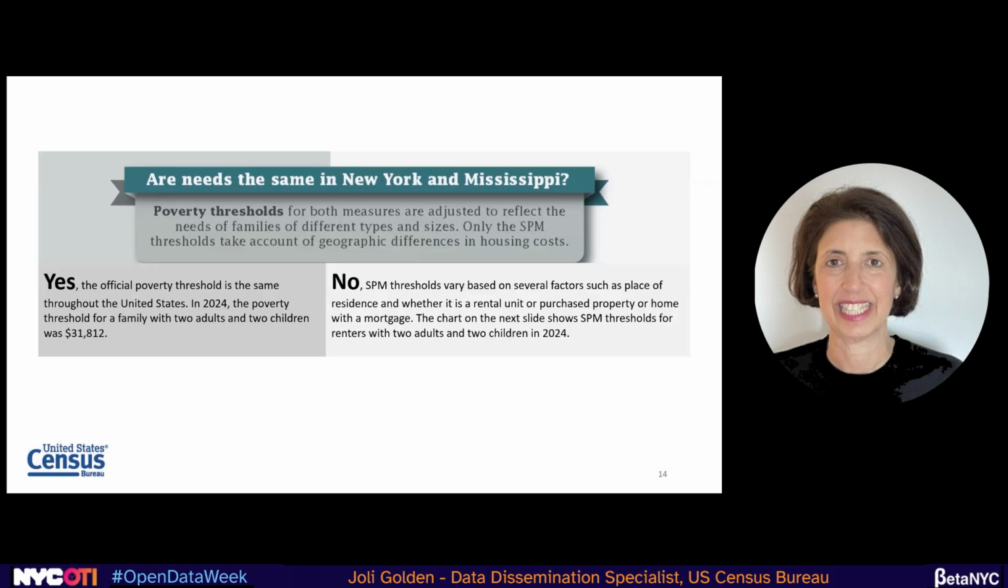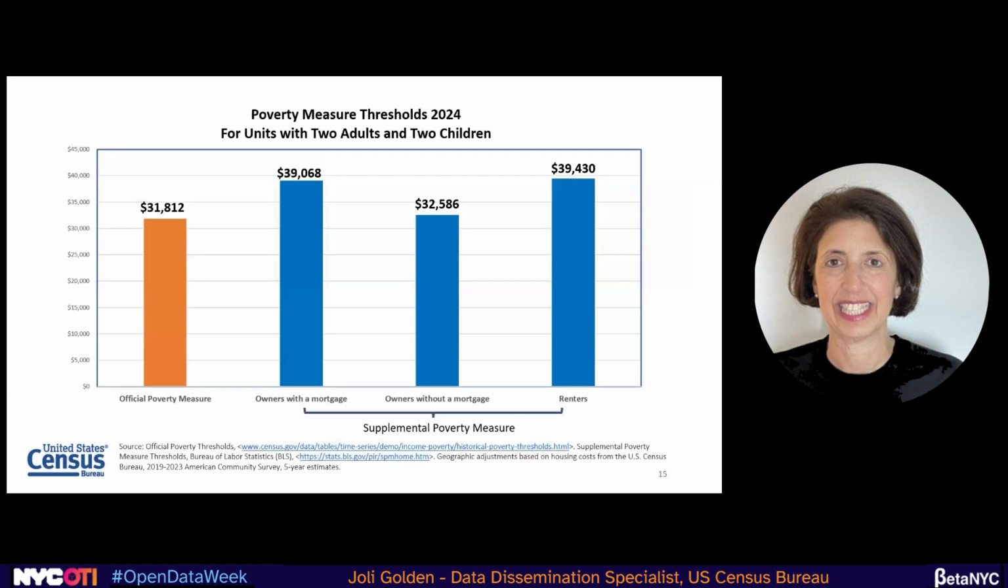So let's look at this in the next chart. Here, on the left-hand side in orange, there's that official poverty measure for units with 2 adults and 2 children. And on the right-hand side of the chart, you can see that the supplemental poverty measure has different rates based on owners with a mortgage, owners without a mortgage, and renters, with the renters having the highest income threshold for the supplemental poverty measure.